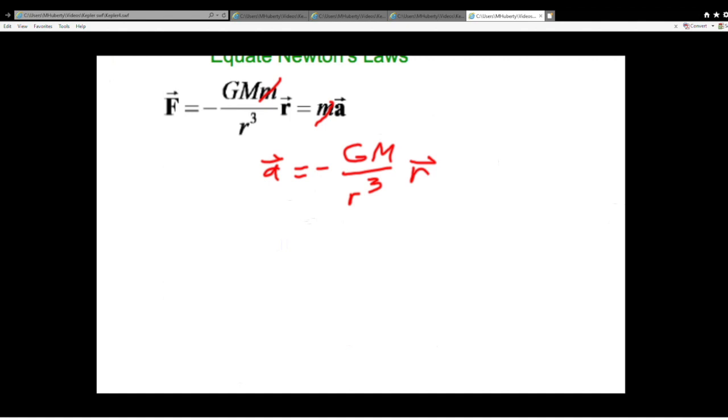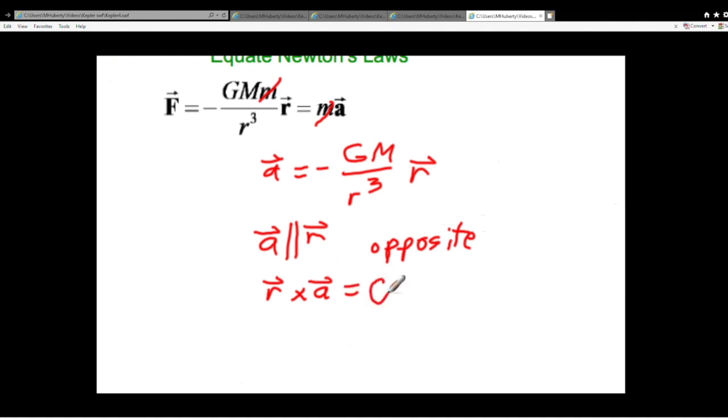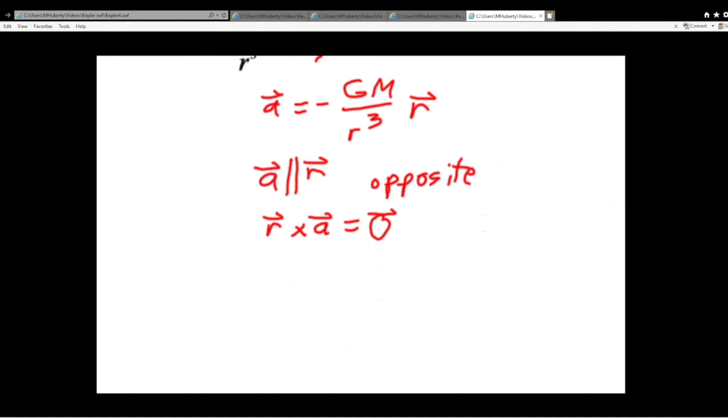Here we go. So we can say acceleration is parallel to the position vector, right? And then we said, in particular, it's also opposite, okay? But vector-wise, that means that these two things, if we go to a cross product, the cross product of these two is the 0 vector, okay? So we have the 0 vector as the cross product.